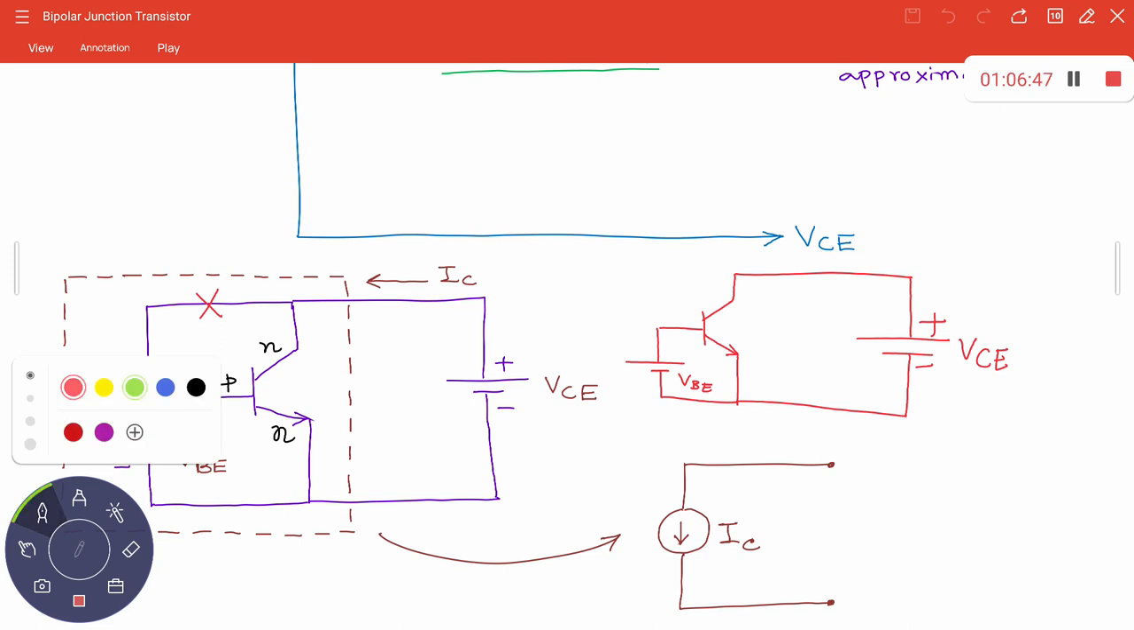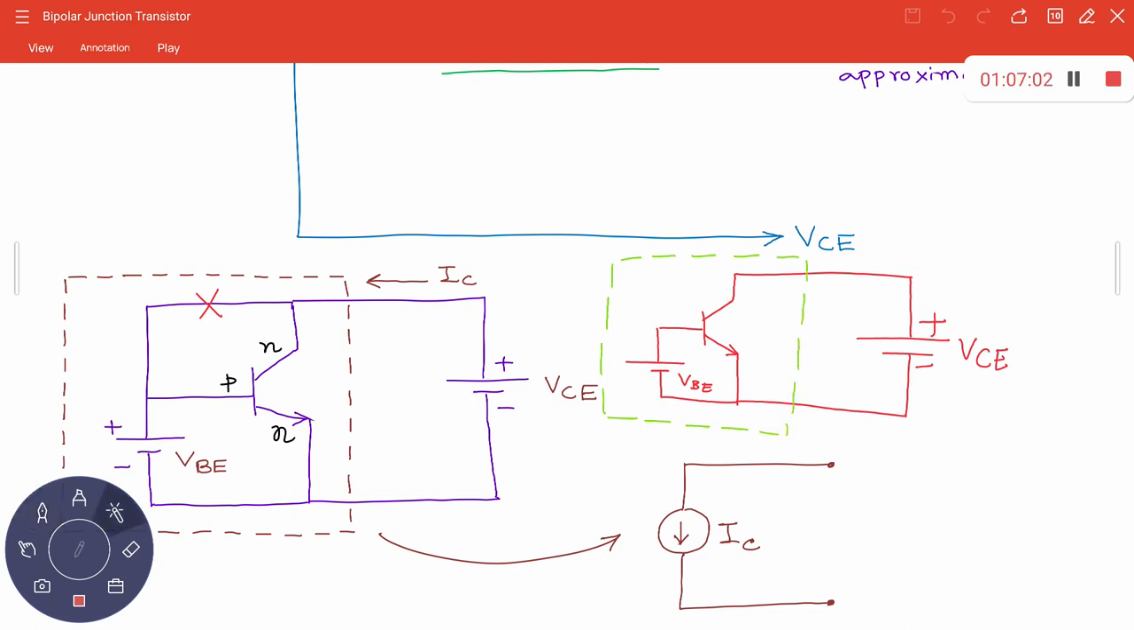And now let us put a box, something like that. And this current is IC. Okay. Now my VB voltage is constant. I'm changing VCE, but your collector current is remaining almost constant as a first order approximation.